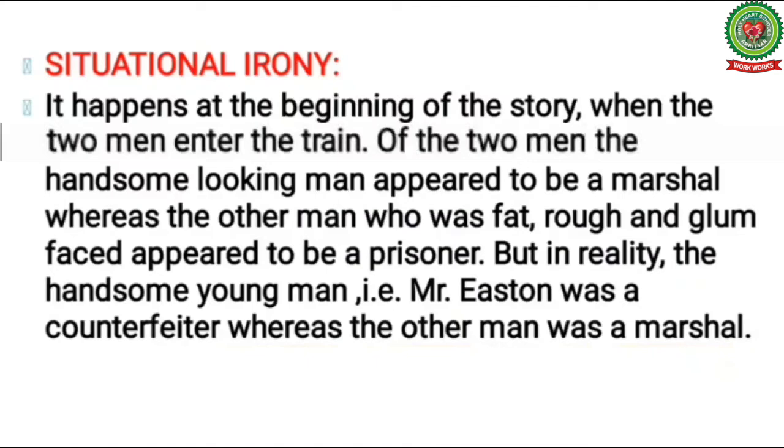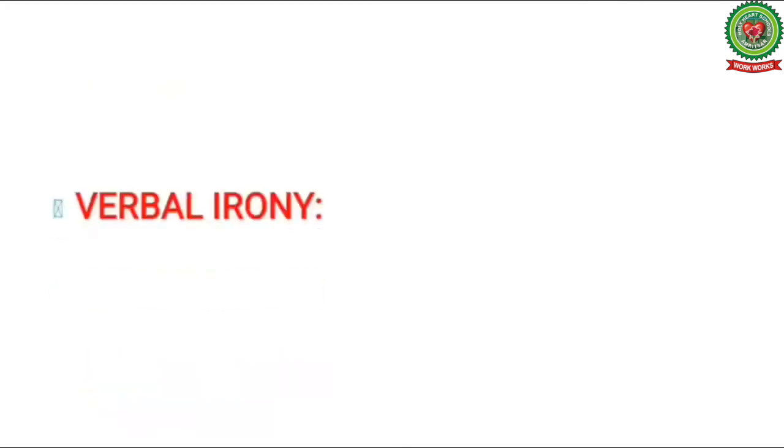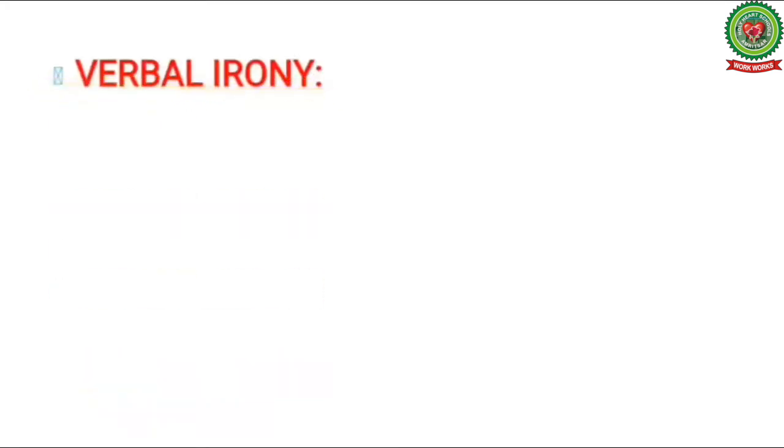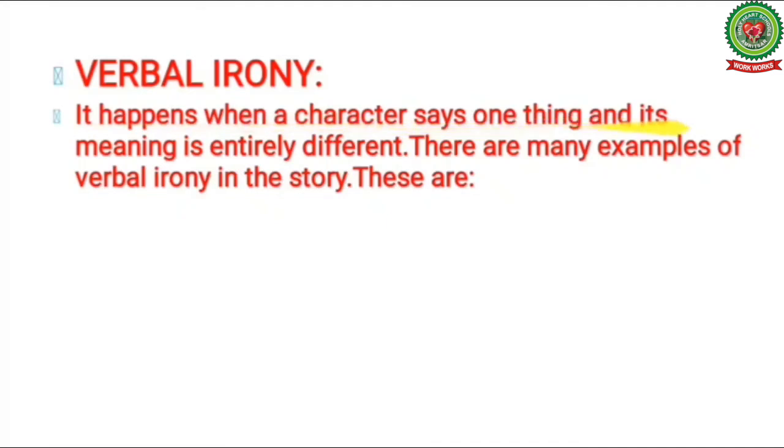Children, situational irony happens when a contrast is there between what is expected to occur and what actually happens. In the story, there is a mismatch between their appearances and the reality, which is revealed at the end of the story that Mr. Easton, who seems to be a marshal, was a counterfeiter, whereas the other man was a marshal. Let's understand what is verbal irony. Now, it happens when a character says one thing and its meaning is entirely different. There are many examples of verbal irony in the story.